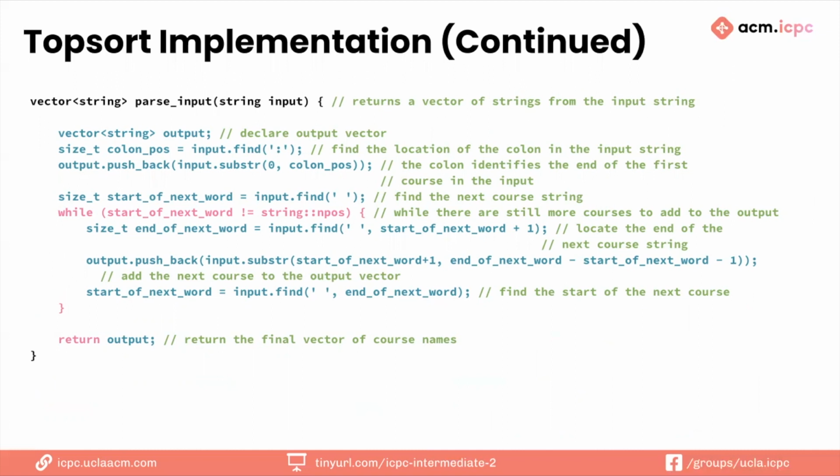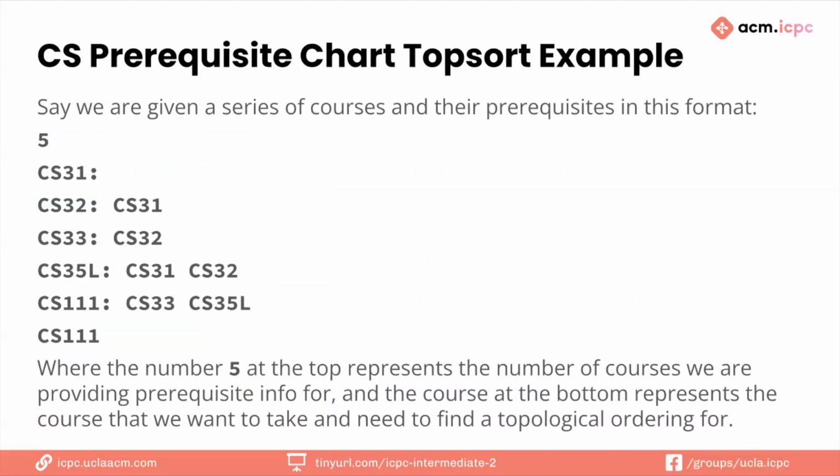What it does, it takes the input, one of these strings, and outputs a vector where the first element of the vector is going to be the first class in the line, and then the rest of the vector are the required classes that follow after the colon.